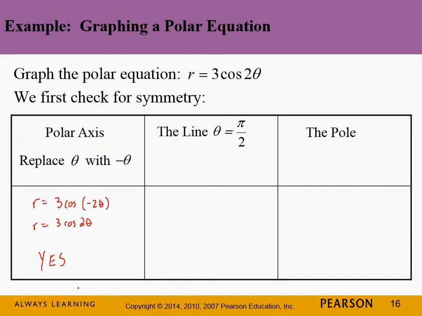So how do we check for pole symmetry? Well, if we just do pole symmetry, we're just going to replace r with negative r. I don't know why they did this like that, but that's going to give us negative r equals 3 cosine 2 theta, or r equals negative 3 cosine 2 theta. So are those the same? No, one's positive, one's negative. So it does not have pole symmetry.